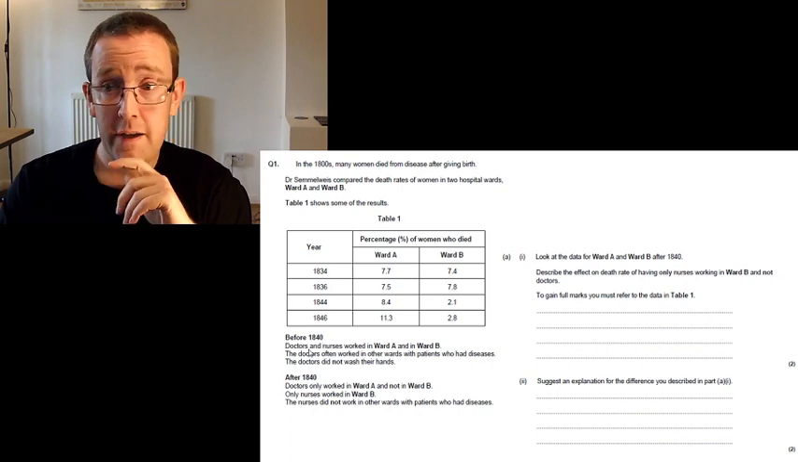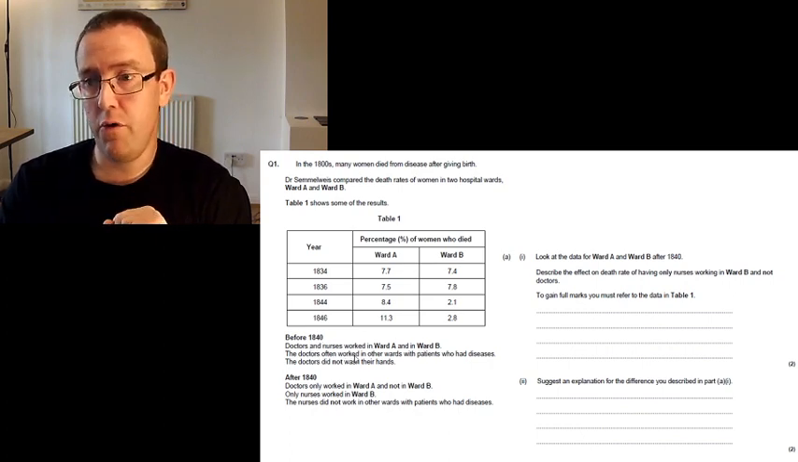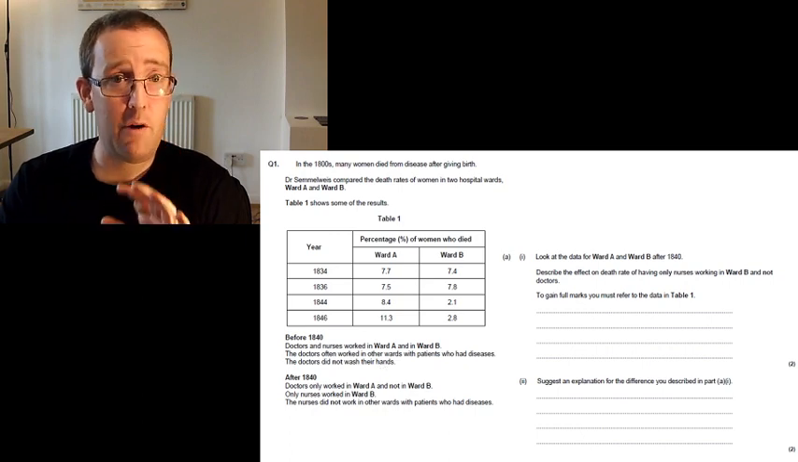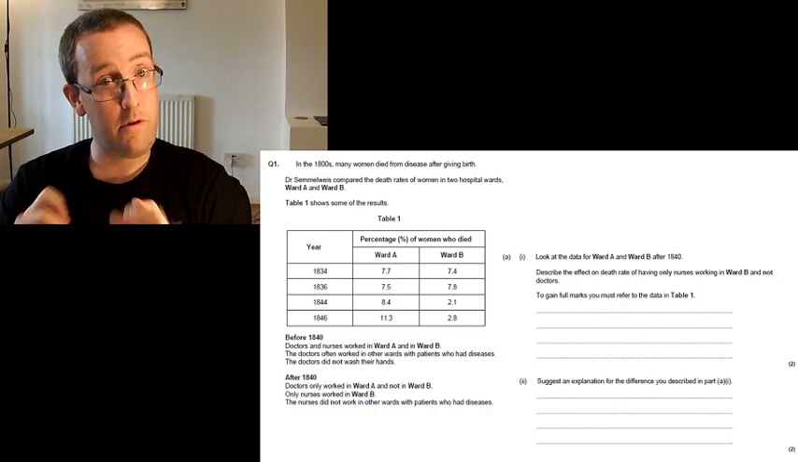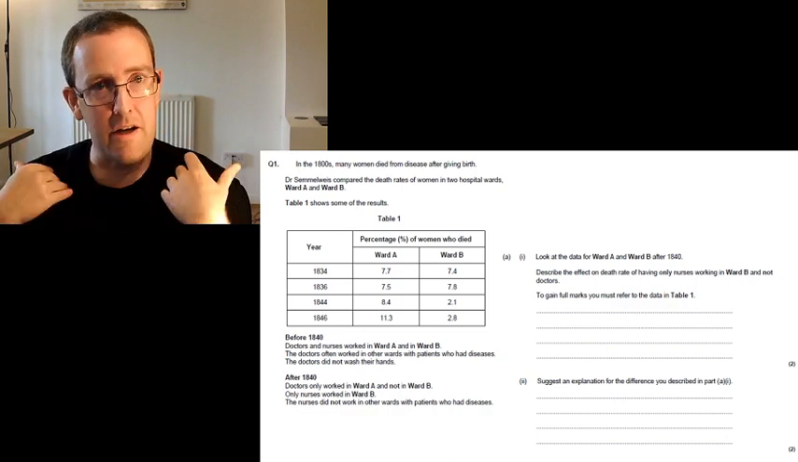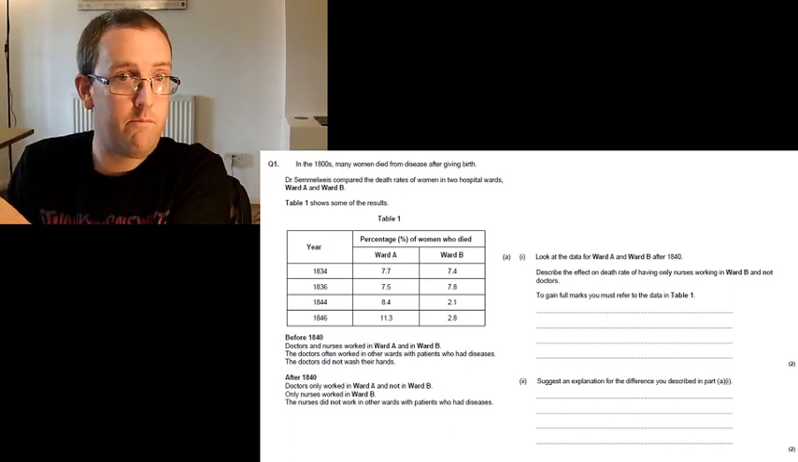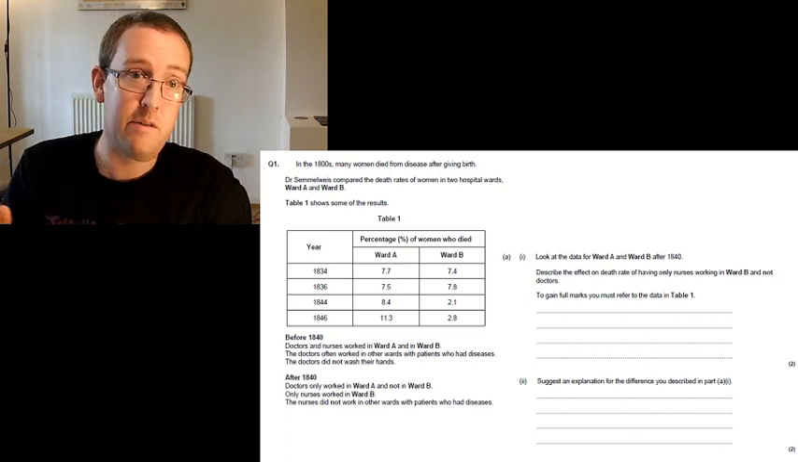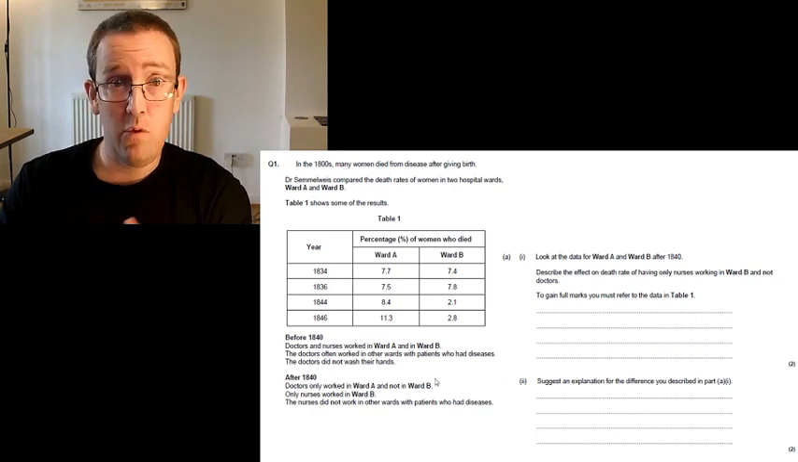Before 1840, doctors and nurses worked in Ward A and Ward B. The doctors often worked in other wards with patients who had diseases, and the doctors did not wash their hands. I know it seems absolutely ridiculous now, but that was the case. And quite often these doctors would be coming from the morgue where they were completing autopsies, and they wouldn't change their gowns, they wouldn't wash their hands. They would go literally straight from dealing with bodies who died from various infectious diseases or anything else and come straight into the maternity ward.